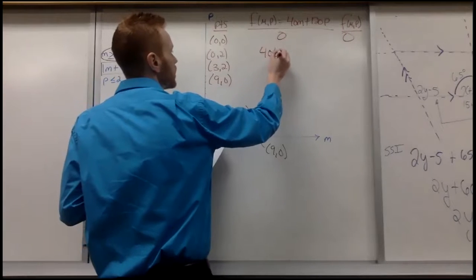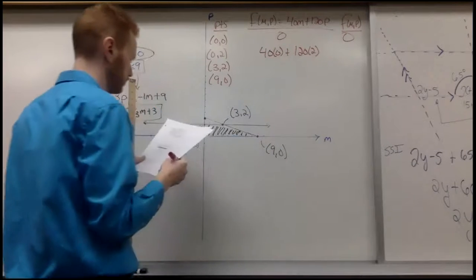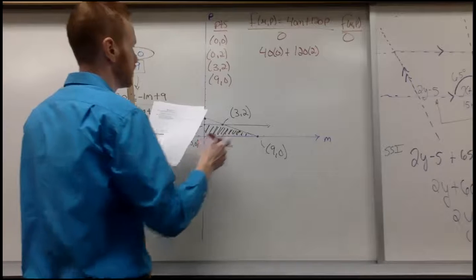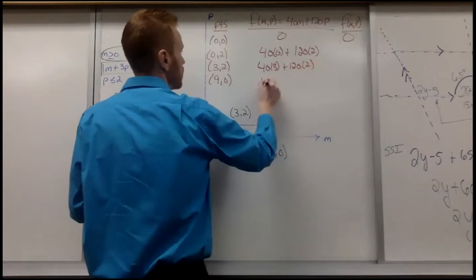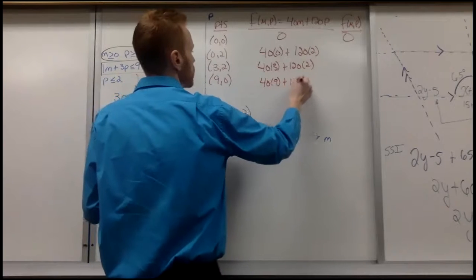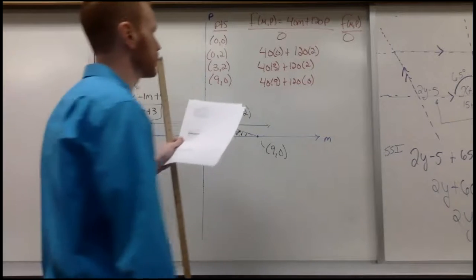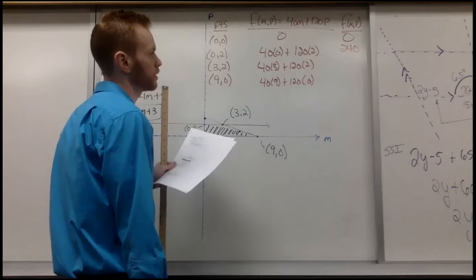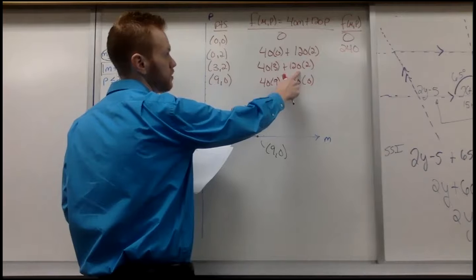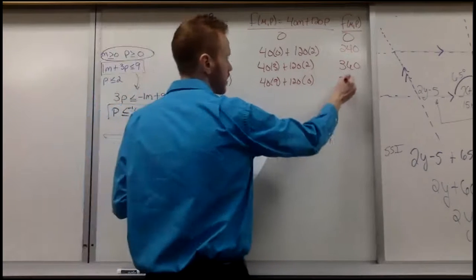This one would be 40 times 0 plus 120 times 2. And then we got 40 times 3 plus 120 times 2, 40 times 9 plus 120 times 0. So far, so good. So now what we're going to do is simplify. So this would be $240. And 120 would be this guy. This would be 240. So that's $360 for this. And that's $360 for this guy.